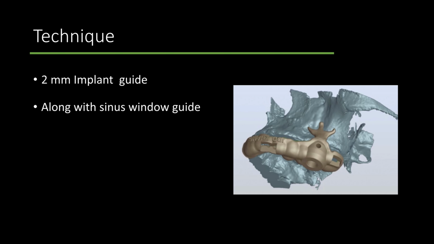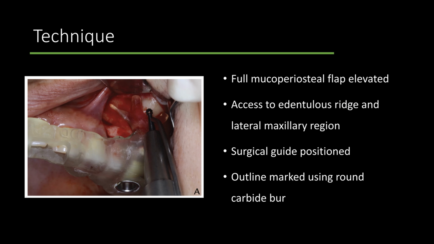The margin of the sinus floor elevation guide is extended near the alveolar ridge and the buccal area of the implant placement guide in the edentulous area, connecting together as a whole. A crestal incision and a vertical releasing incision are made with a scalpel blade over the posterior maxillary ridge, and then a full mucoperiosteal flap is elevated to provide access to the alveolar ridge and lateral maxillary regions in the edentulous area. The surgical guide as designed in the software program is positioned correctly.